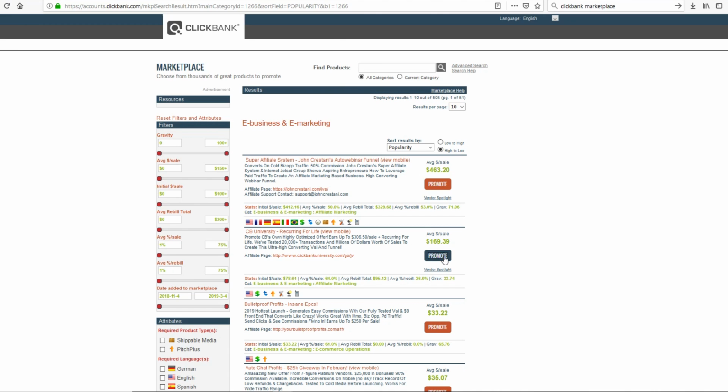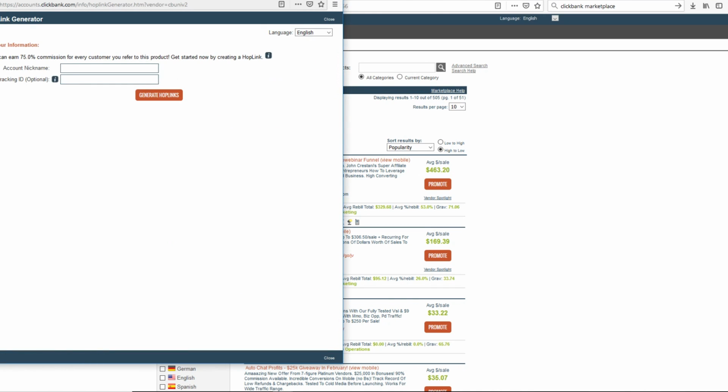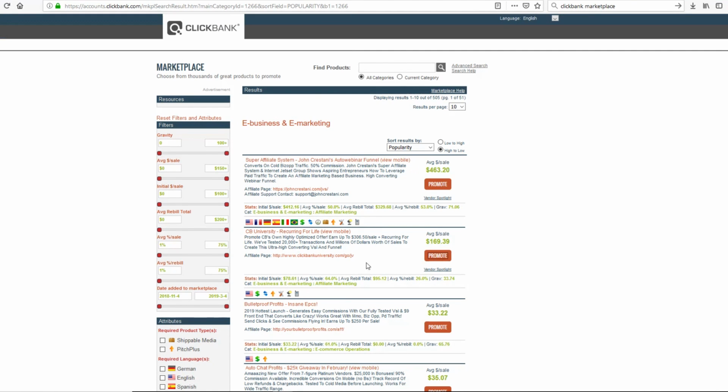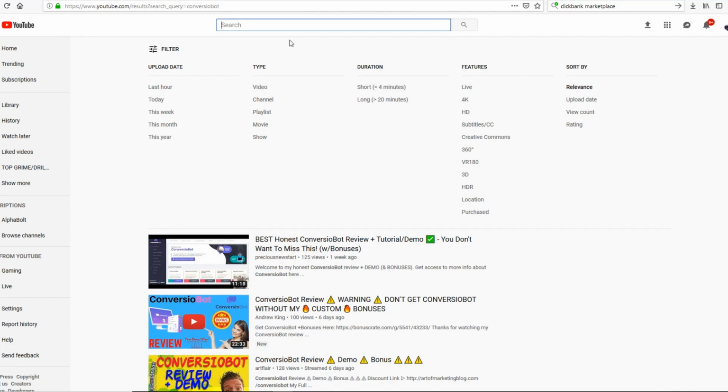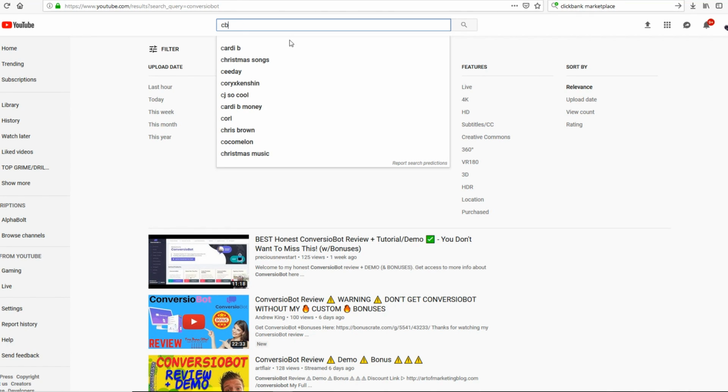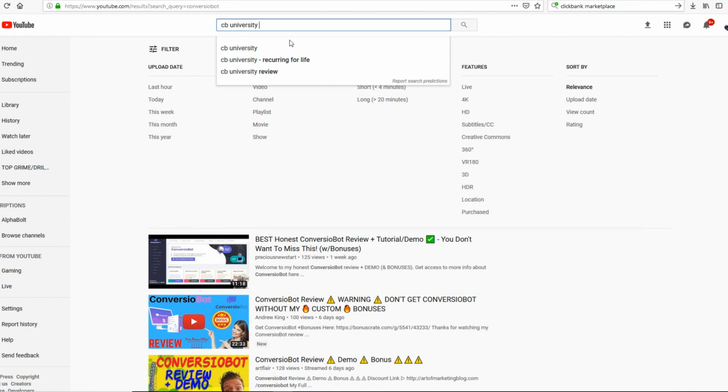Once you find the offer, let's say we're going to be promoting this offer. You sign up, you click promote, and once you sign up for your account, or you already have an account, you put your account nickname here and the tracking ID. And then you generate the hop links. They give you the link that you can promote. Once you have that link you want to promote, you go on YouTube, okay? So CB University is a really popular offer, okay?